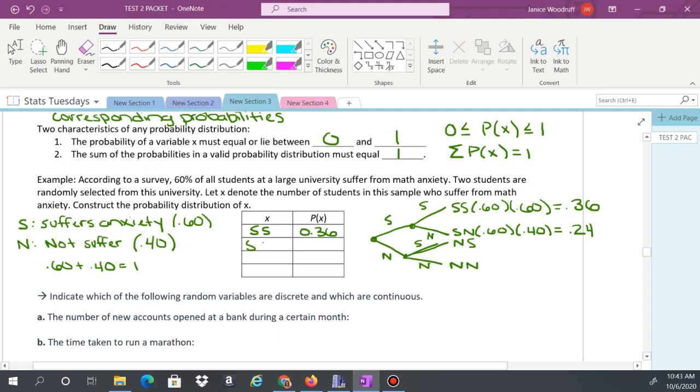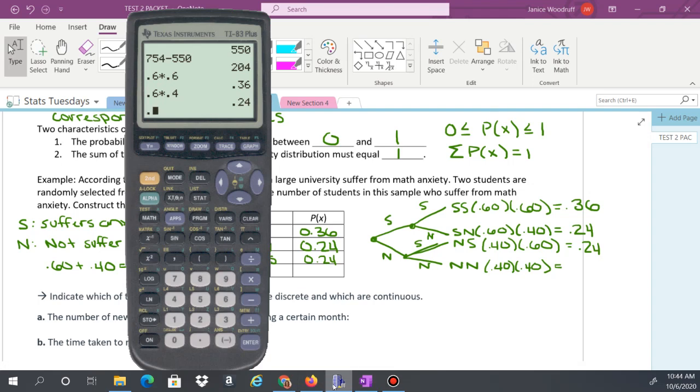So suffer, not suffer, 0.24. Then you have the same thing here, except the order is reversed, so it would be 0.40 for not suffer times 0.60 for suffer. So again, you'd have a 0.24. And then you have not suffer, which would be 0.40 times 0.40, which would give us a 0.16.